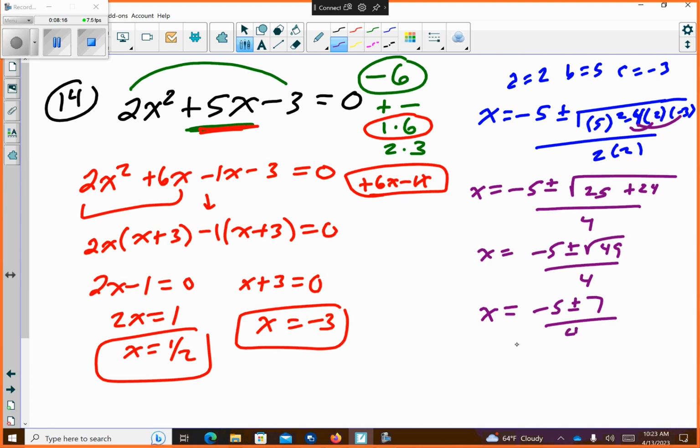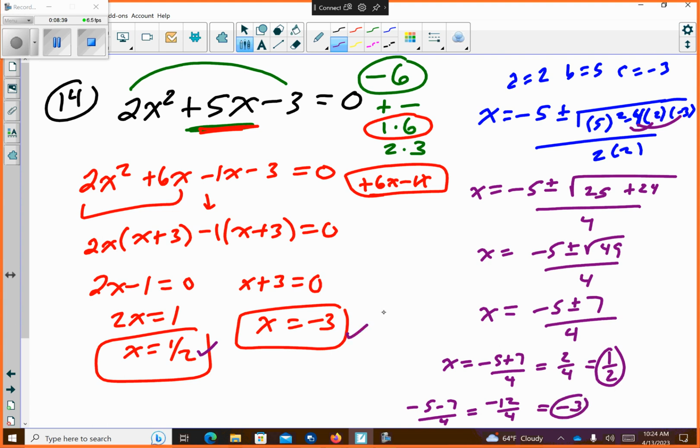See? All right, so I get x equals negative 5 plus 7 over 4, so that's going to give me 2 over 4, which is 1/2, which is this answer. And I'm going to get negative 5 minus 7 over 4, so that's going to give me negative 12 over 4, which is negative 3. There's my other answer. But please notice, if we didn't have Jack's keen eye, I wasn't finding my error.